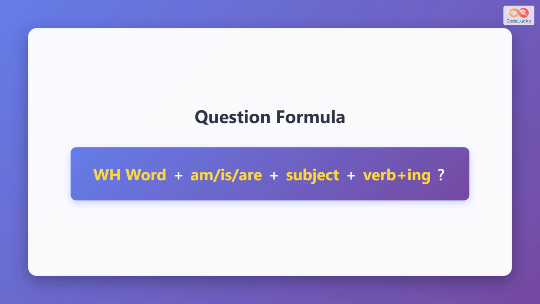The structure for forming a present continuous WH question is simple. Start with the WH word like what, where, who, or why. Then add the helping verb am, is, or are depending on the subject. Follow this with the subject itself and finally the verb with the ing ending. For example, what are you doing?